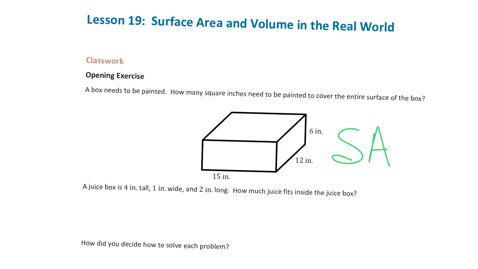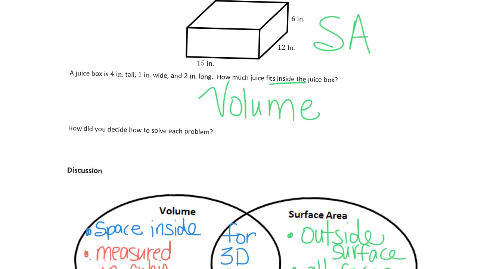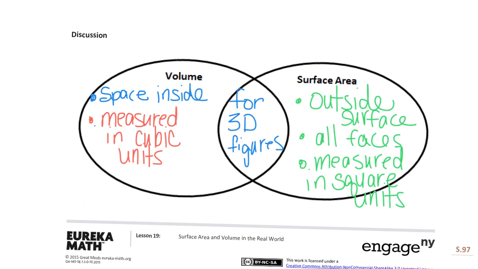On the next one, a juice box is 4 inches tall, 1 inch wide, and 2 inches long. How much juice fits inside the box? So I need to think to myself, are they asking what's inside, or are they asking what it takes to make the box itself? They're asking me how much fits inside. So that's volume. Okay, go ahead and fill in the Venn diagram down below. Pause the video until you have it all written down, and then go ahead and go to the next page.